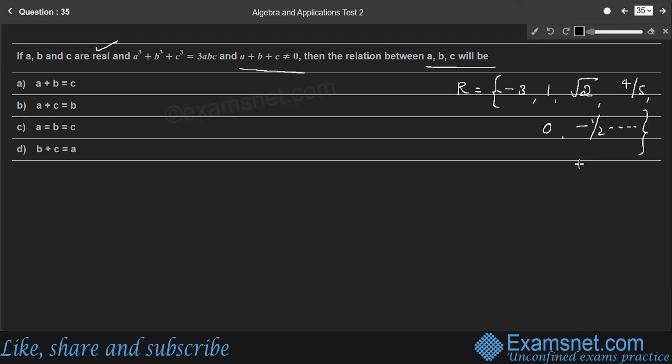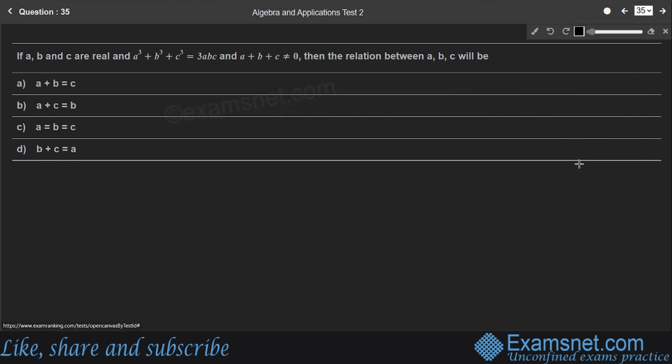Therefore, when a, b, c are real numbers, they can be all these types of numbers. And a + b + c is not equal to 0, so you cannot take a as -3 and b as +2 and c as +1 like that, which is equal to 0. So a + b + c cannot be equal to 0 under this condition. The relation between a, b and c will be? Given that a^3 + b^3 + c^3 is always 3abc.